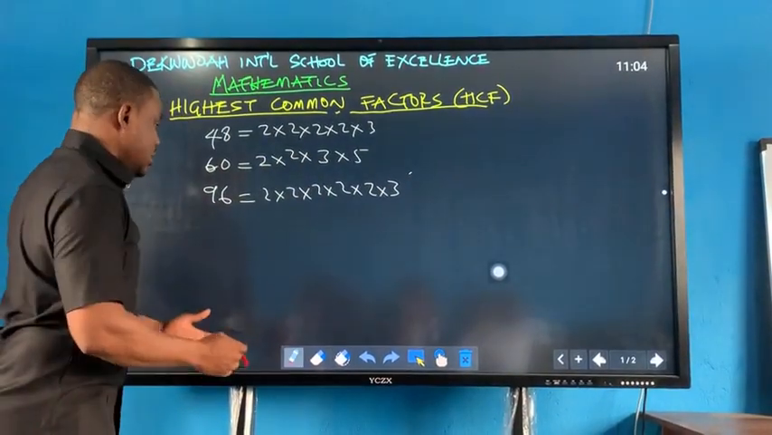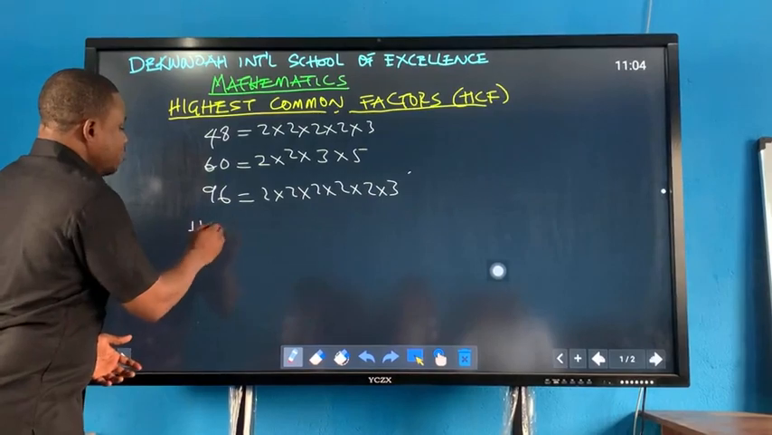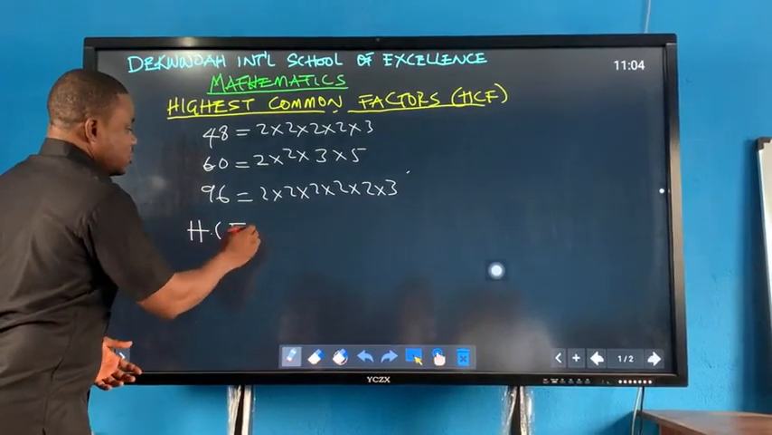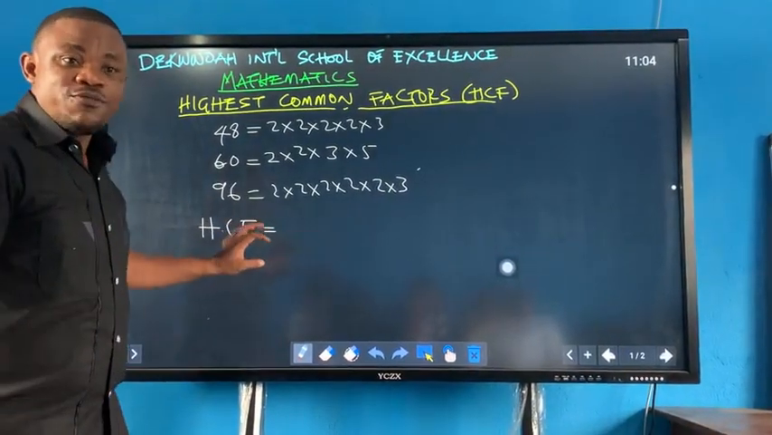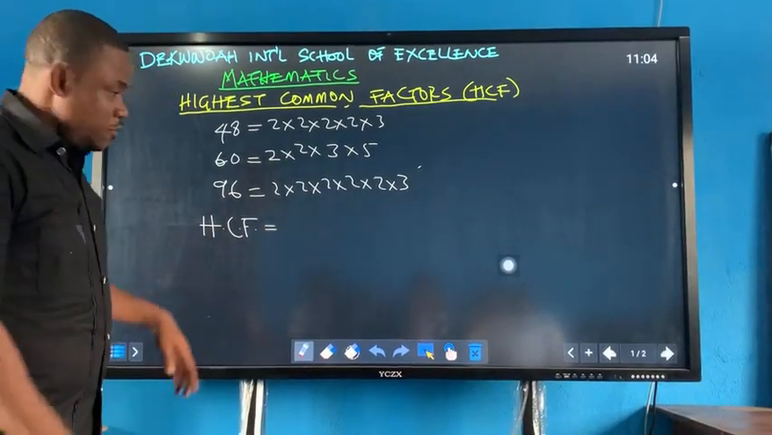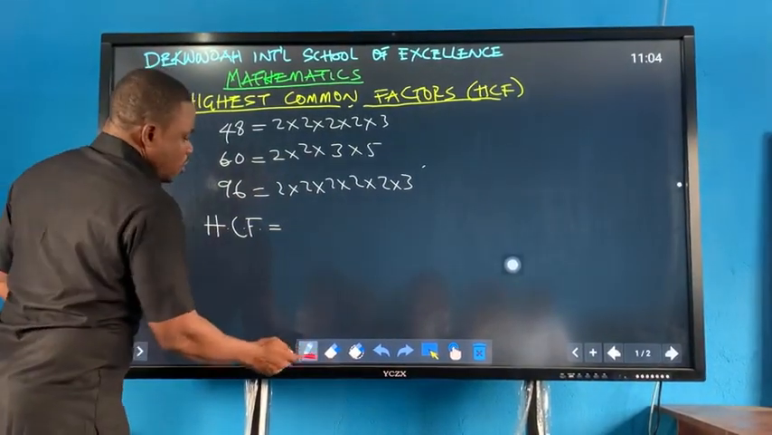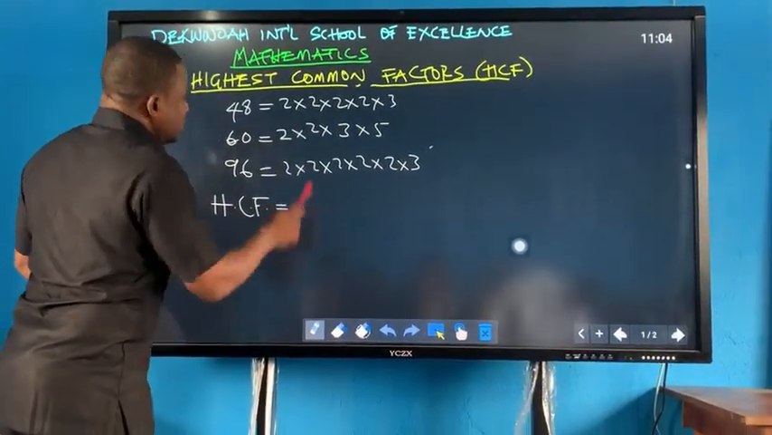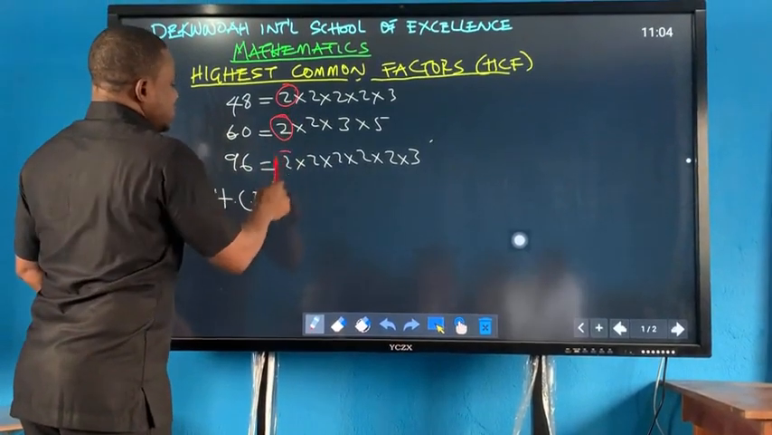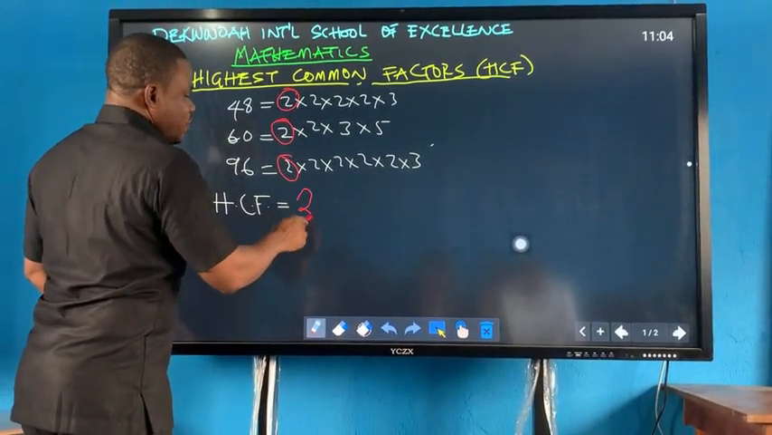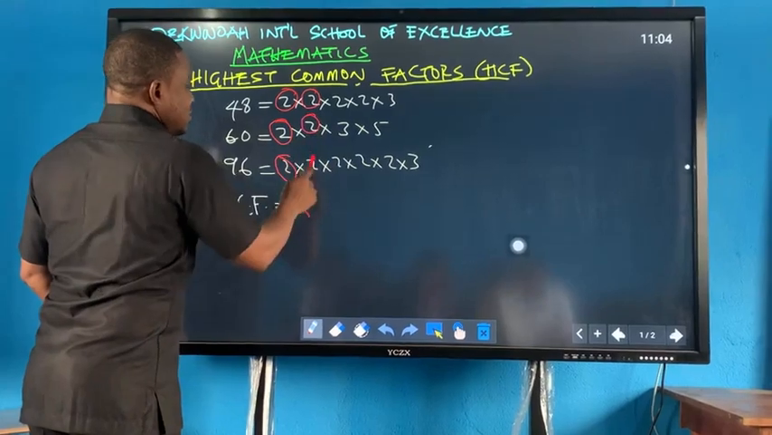I said this is another method. But in this method, I cannot find common factors. I can only find the highest common factor. So I'm going back here. What is common everywhere? This, and this, right? So I'll take one of them. I have this, and this, right?